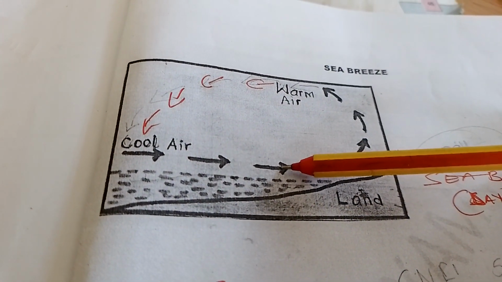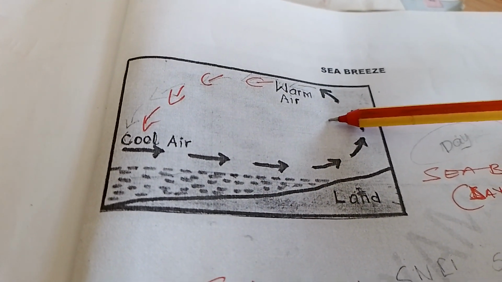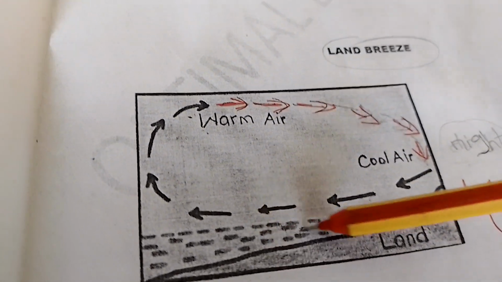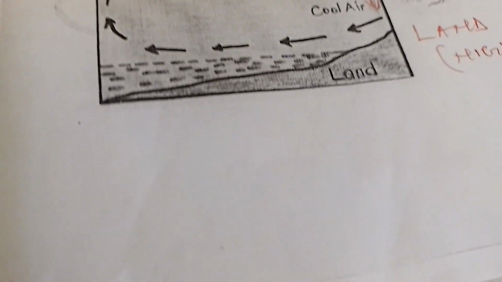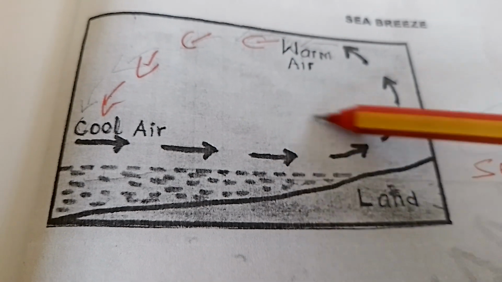You can see the arrows come from the sea, goes to the land. This is a sea breeze. And at this point here, the arrows come from the land to the sea. This is what you call land breeze. I have given what you call the formula, because in this question, they will ask you, when do we experience this kind of convectional currents? And also, when do we experience this kind of convectional currents?